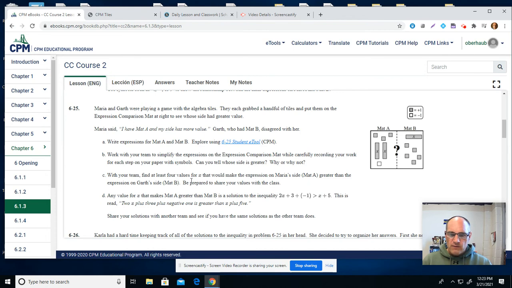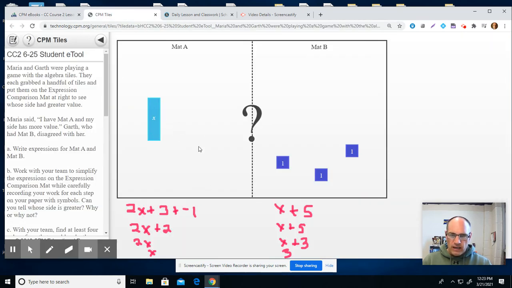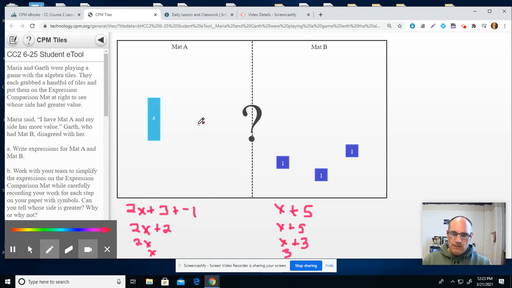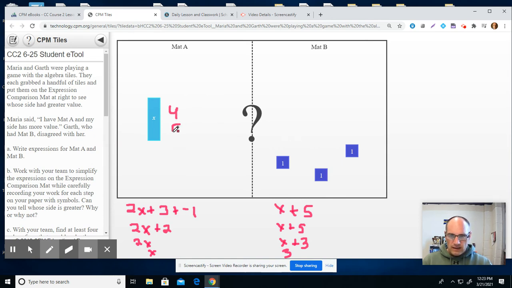With your group, find at least 4 values for x that would make expression mat A greater than B. All right, so I need to come up with 4 things that I could put over here that would make this the greater side. Well, I could just do this. If x is a 4, this side is greater. If x is a 5, this side is greater. If x is a 6, this side is greater. And if x is a 7, this side is greater. So there are my 4. I have lots of possibilities. Anything bigger than 4 would work.